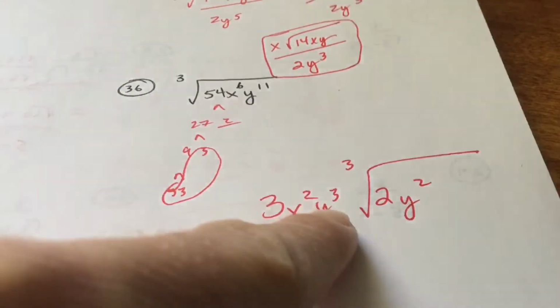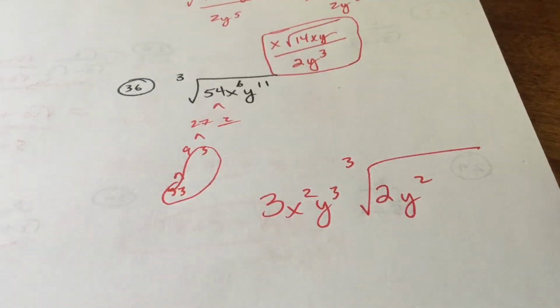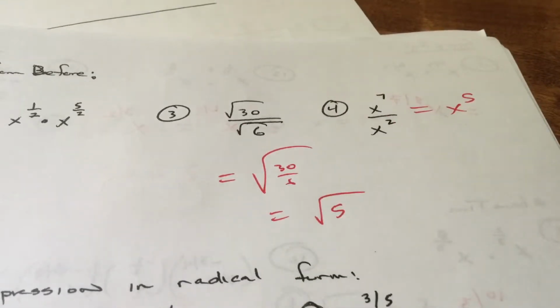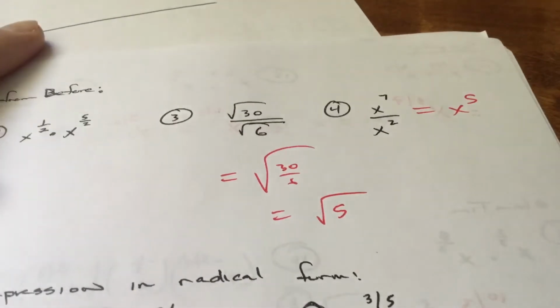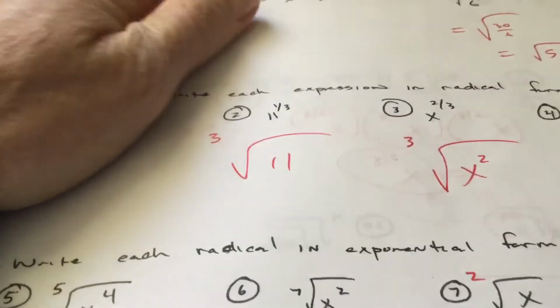3 goes into 11 3 times with 2 left over. There it is. All right, let's go to the next page. 6 is pretty easy. So, folks, here's how you can do number 3 in the warm-up. That's just the square root of 30 divided by 6, which is the square root of 5. That doesn't break down. And 4 you guys learned in junior high. Okay, so write it in radical form.